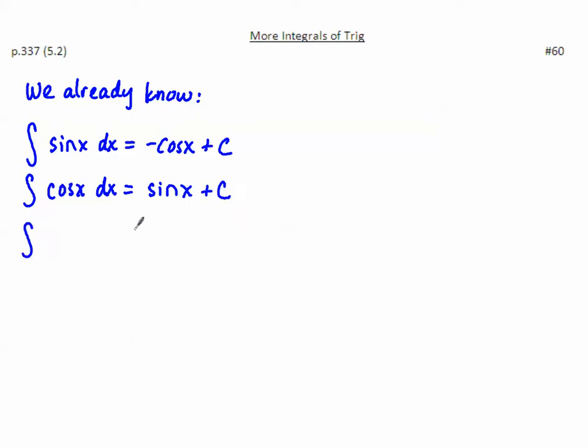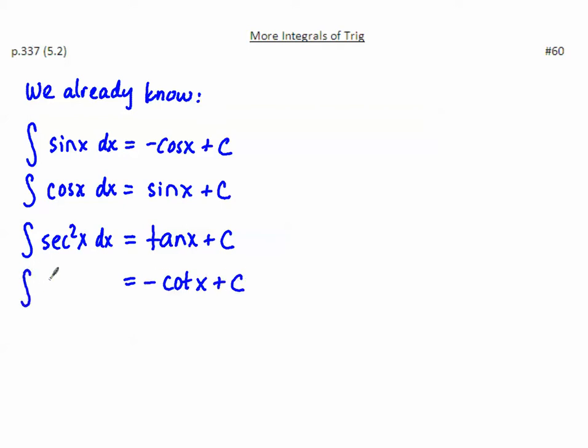And then I think to myself, well, what are the other functions that I know their derivatives? I know the derivative of tangent. Its derivative is secant squared x. Therefore, I know the antiderivative of secant squared x is tangent of x. Which other ones do I know? I know cotangent. Well, cotangent has a negative derivative. Therefore, if I write it positively, then the antiderivative will have to be negative. So the antiderivative of cosecant squared x is negative cotangent x.